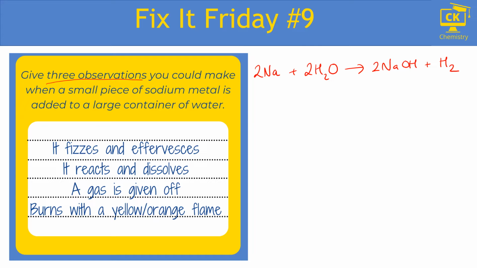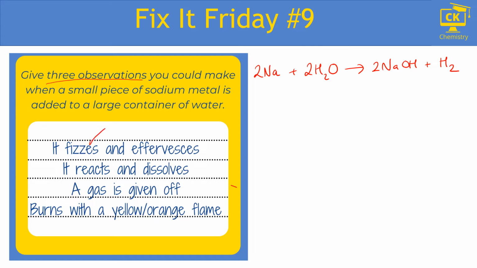And at A-level, we're also expected to know that, for example, calcium and the more reactive elements at the bottom of group 2 will also react with cold water to produce hydrogen gas. So let's talk about observations, because it seems easy, but lots of students get lots of things wrong.